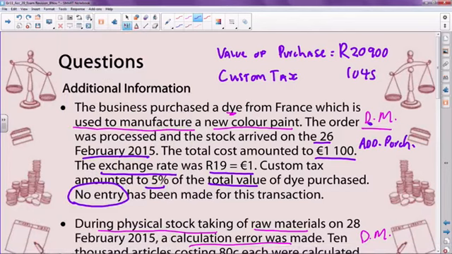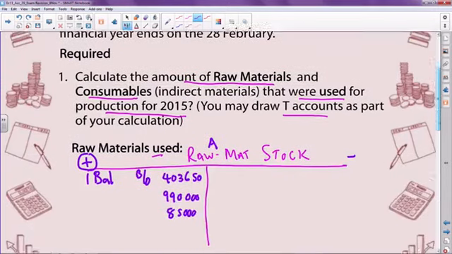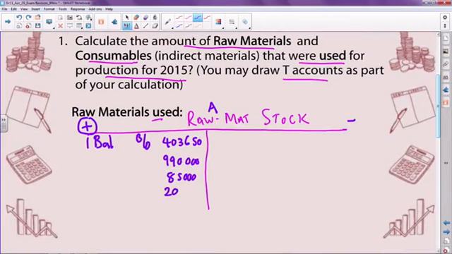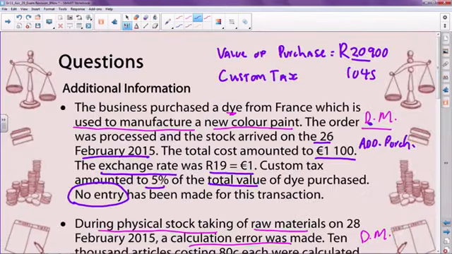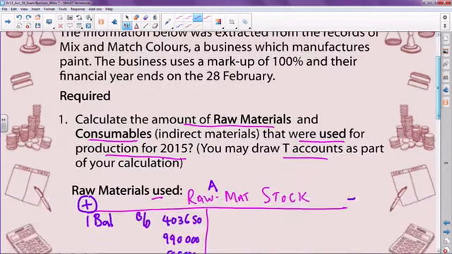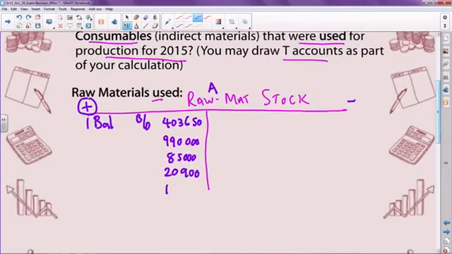Right, so let's now take this information through to our answer booklet. The additional purchase, 20,900 first. So let's do that. And then the tax, which amounted to 1,045, also increases the value of your stock. So I've got 1,045.